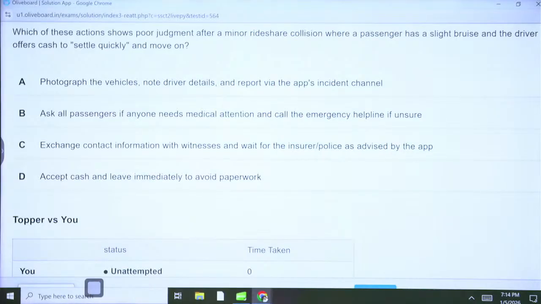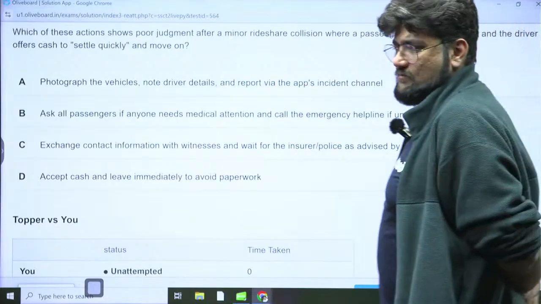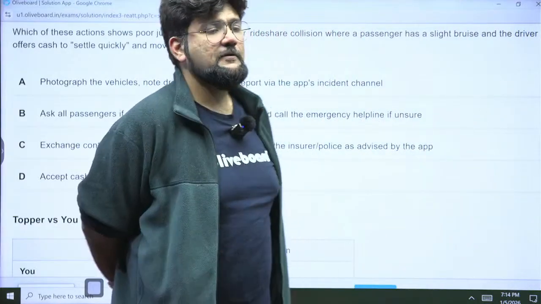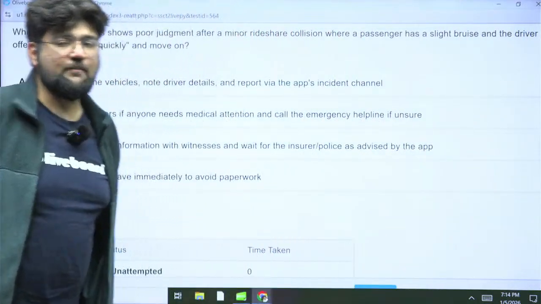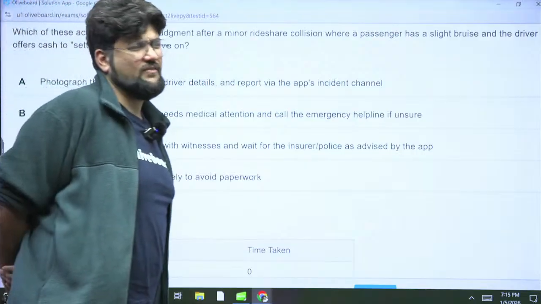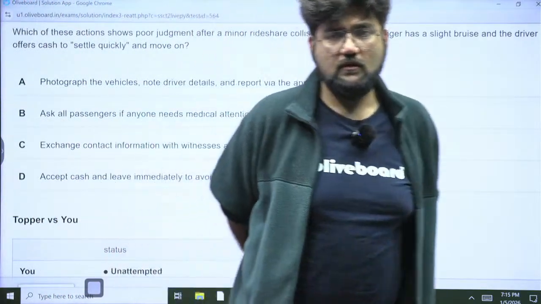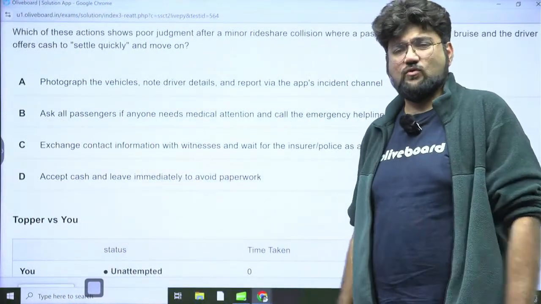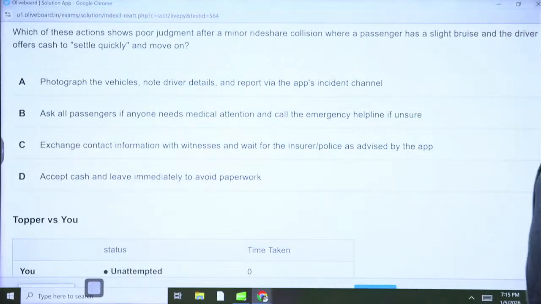Okay, so there is a ride-share collision. That means ride-share means there is some sort of a taxi where the rides are being shared, and some sort of a collision happens where one of the passengers gets hurt. It's a very little bruise. So the driver says, I'll give you cash, let this go. Okay, please don't complain against me, and everything, and move on. So what is the poor judgment here?